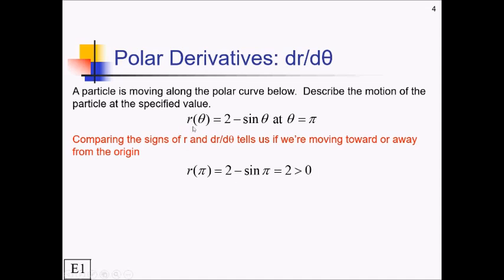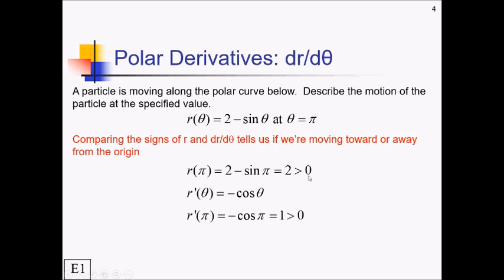Now, if we take the derivative of r with respect to theta, so r prime of theta, that's just going to be negative cosine of theta. And if you plug pi into that, negative cosine of pi, well, cosine of pi is already negative, so negative negative 1 gives us positive 1, also a positive number.